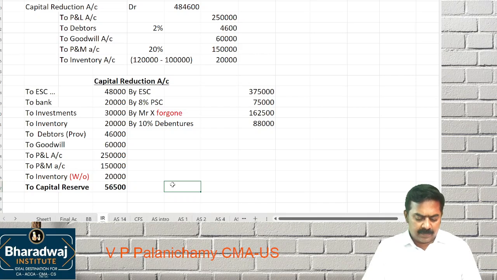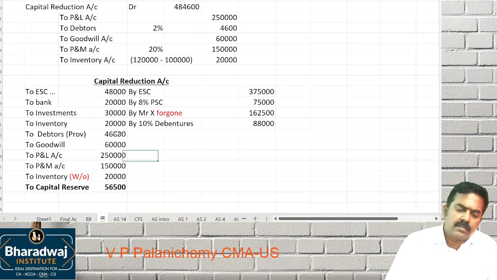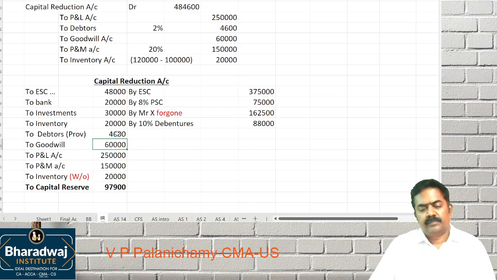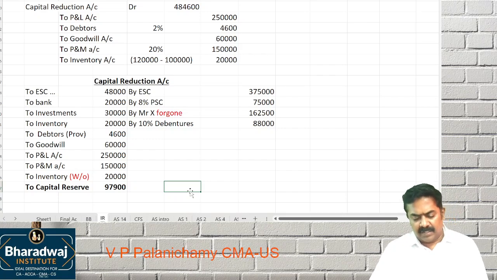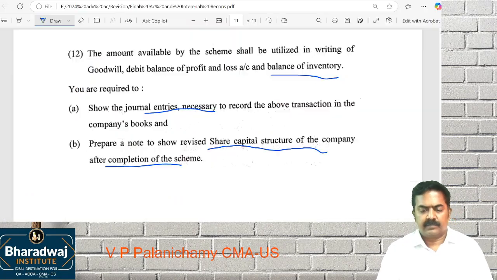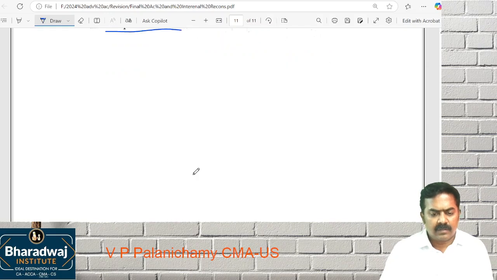Let's check whether we have missed out something like that. Because provision 4,600, correct. 97,900. Something they tell you about bank OD and the like. See whether they have said something about the bank OD.